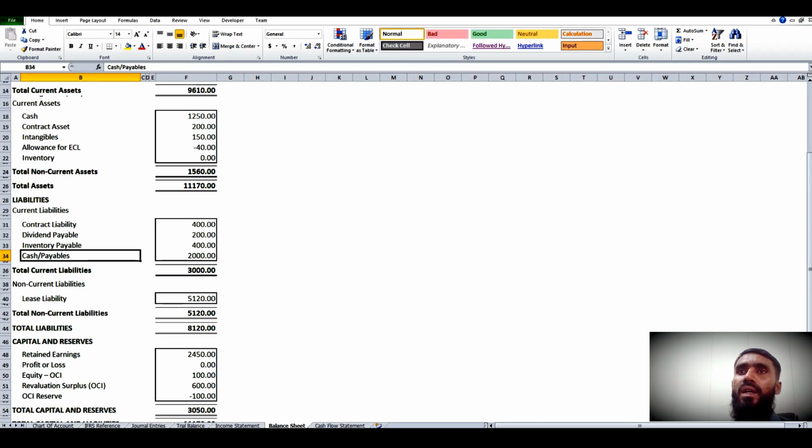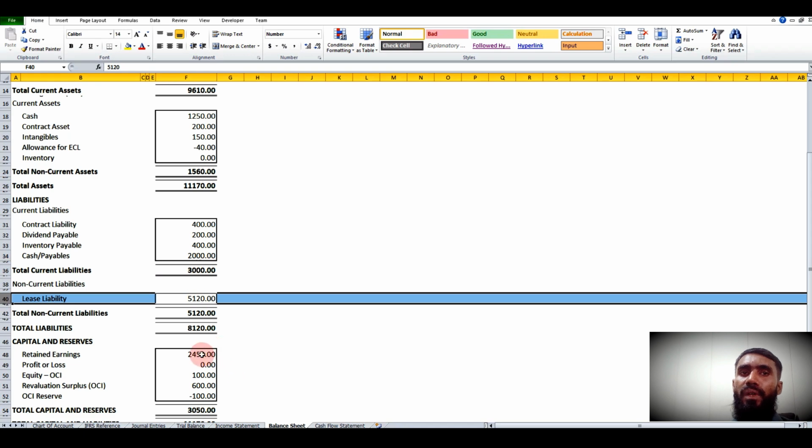Cash payable, I have passed the entries. If you remember, I have passed the entries in the journal where I didn't mention the supplier name. Here I have a payable amount of 2000 for the purchases purpose.